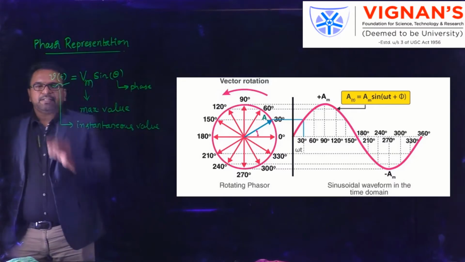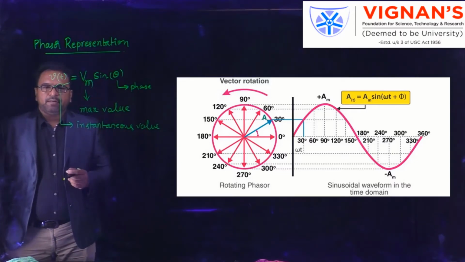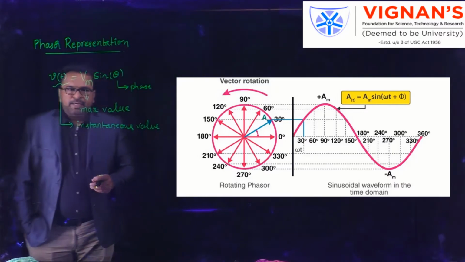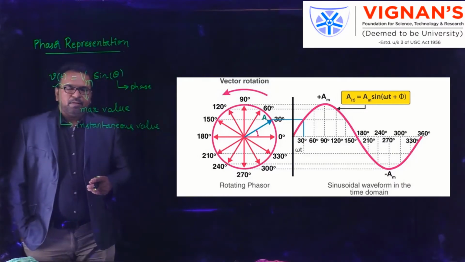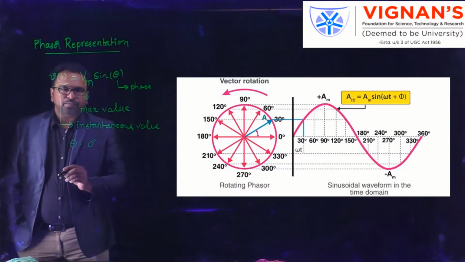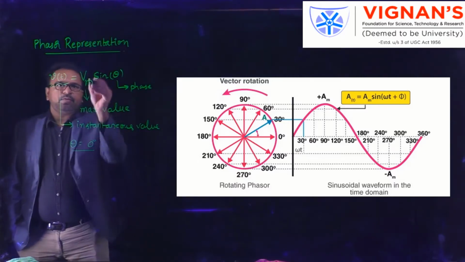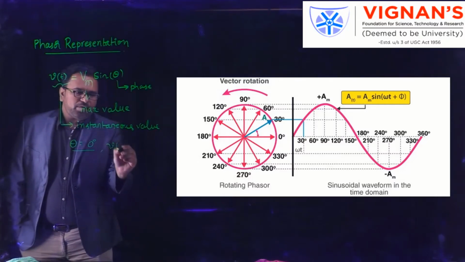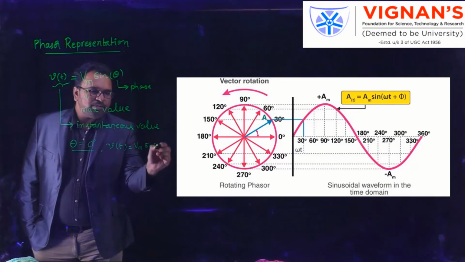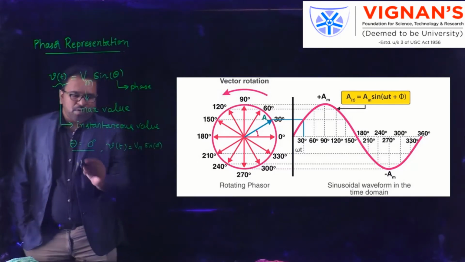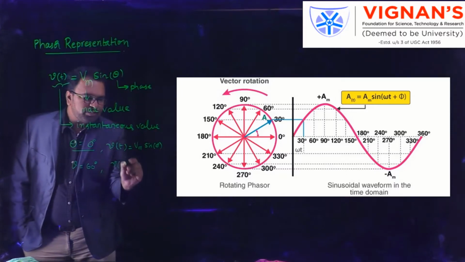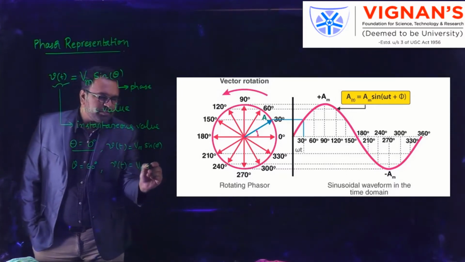This instantaneous value can be obtained by means of the rotating vector. If you see the diagram, when the vector OA is at 0 degrees, theta is equal to 0. When theta is equal to 0, the instantaneous value of the voltage V of t is Vm sin 0. When theta is equal to 60 degrees, V of t is Vm sin 60.